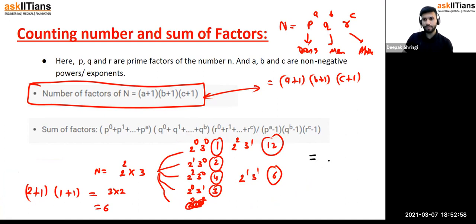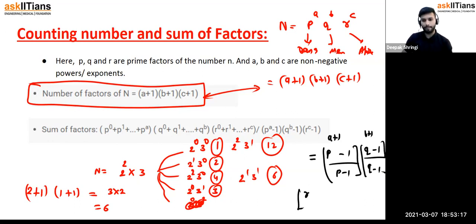Look at this. You will use p power a plus 1 minus 1 over p minus 1, where p is a prime factor and a is its power. Then q power b plus 1 minus 1 over q minus 1. They are in multiplication. And then if there is another one also, you will write r power c plus 1 minus 1 upon r minus 1. Okay, you'll use this formula directly.